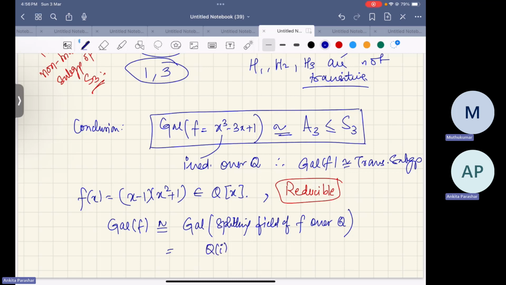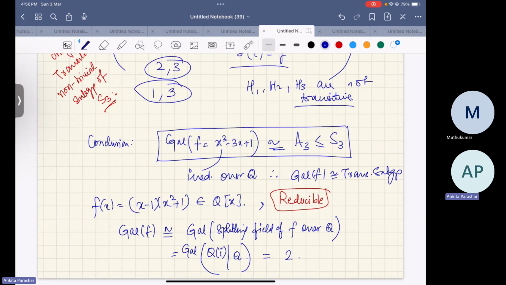So Q(i) over Q, and we need it to be Galois over this. What is the degree of this Galois group? 2. Now, does an order 2 subgroup that is transitive exist in S3? No. So does the result hold? This is not isomorphic to it.